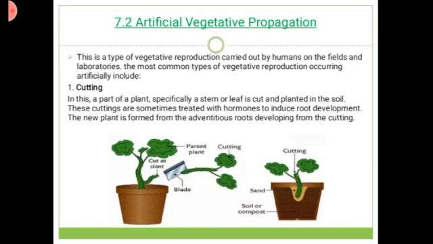Sometimes some hormones are also used. The new plant is formed from the adventitious root. First the adventitious root forms, and after that it forms a new plant.